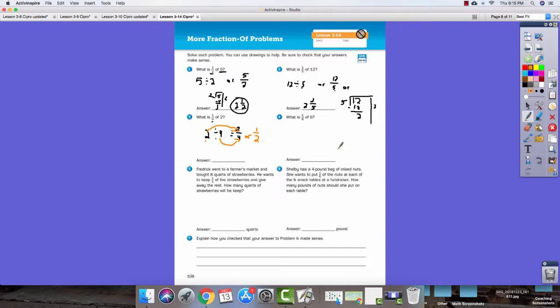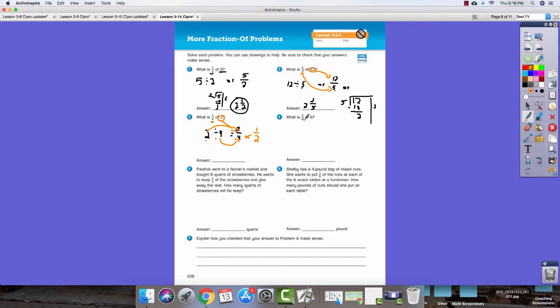Okay? So we're starting to see a pattern here. Whatever our whole number is becomes our numerator, and whatever the denominator is of the fraction becomes our denominator. So 1/5 of 12 was 12 fifths, and then I just made that a mixed number of 2 and 2 fifths. Or here, what is 1/4 of 2? My whole number, again, becomes my numerator, and the denominator of my fraction becomes my denominator here. So 2 divided by 4 was 2 fourths.